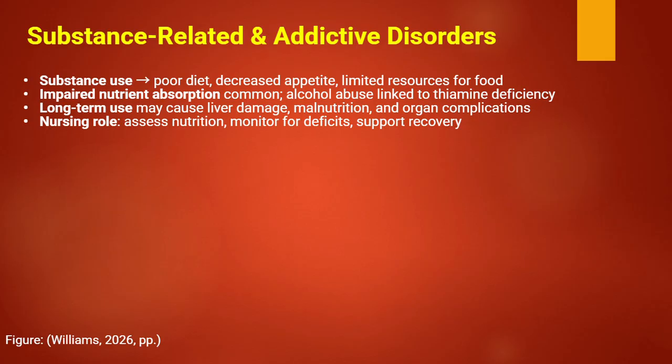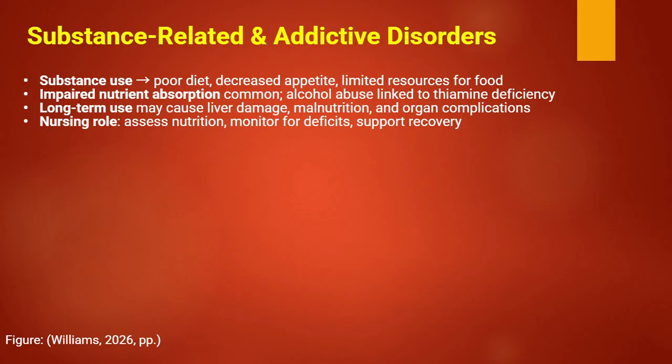In addition, substance use can cause impaired nutrient absorption. For example, chronic alcohol use is strongly associated with thiamine, vitamin B1 deficiency. Thiamine deficiency can cause Wernicke's encephalopathy, a neurological disorder with symptoms such as confusion, ataxia, and vision changes. Over time, continued alcohol abuse can also result in liver damage, leading to cirrhosis, ascites, jaundice, and impaired ability of the liver to metabolize nutrients. Smoking and drug use also increase oxidative stress in the body, further depleting vitamins and minerals.